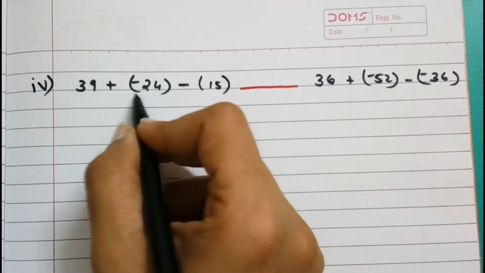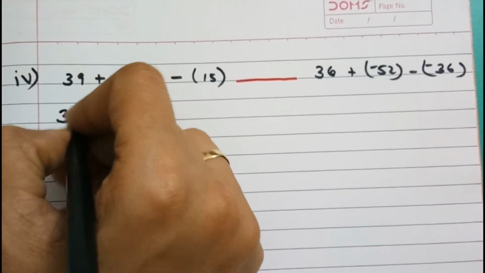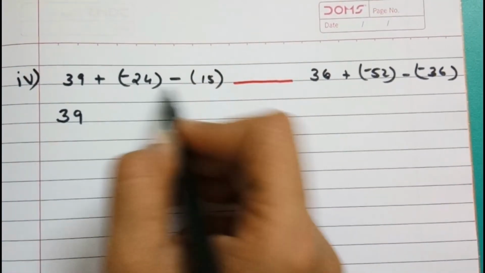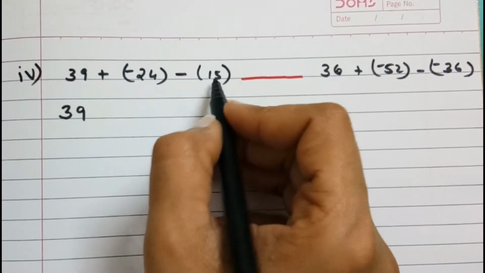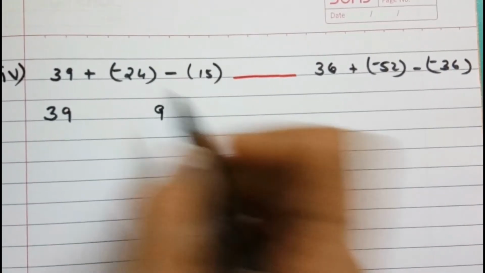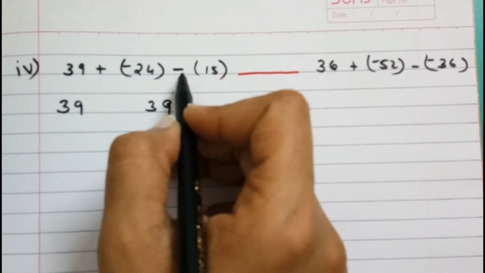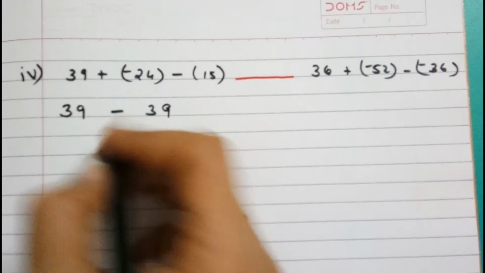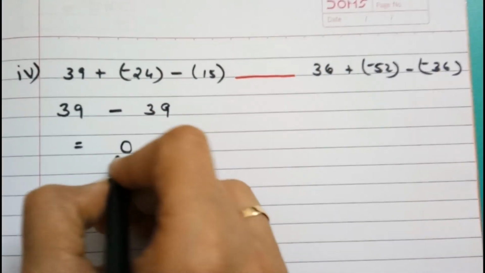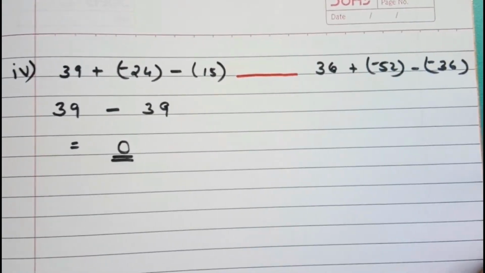Here, since these two are negative, let's first add those. So here it will be 39, and since this is a negative here, 5 plus 4 is 9 and 2 plus 1 is 3. Since both are negative sign, we'll put here a negative sign. 39 minus 39, simple answer is 0. Now let's see this part.